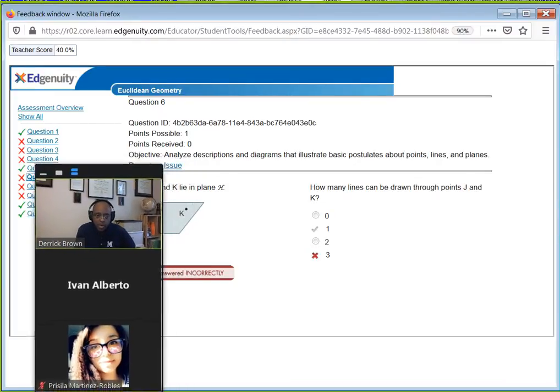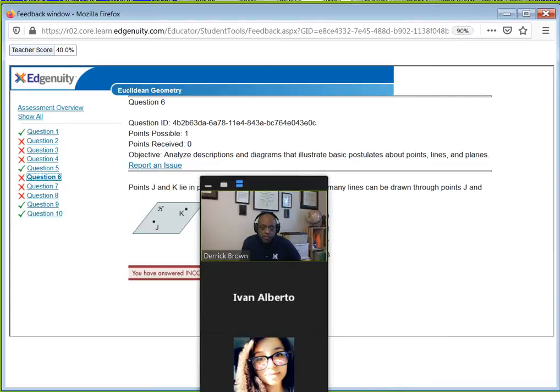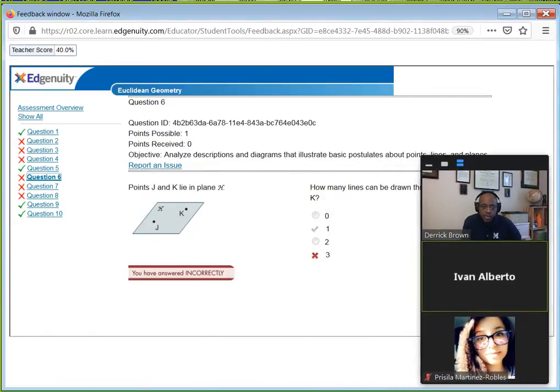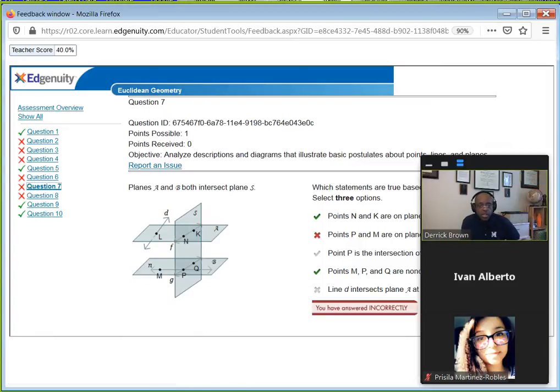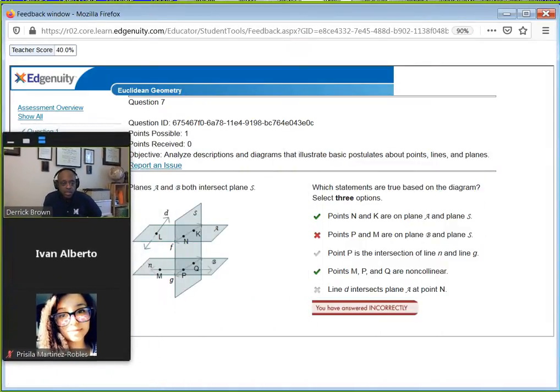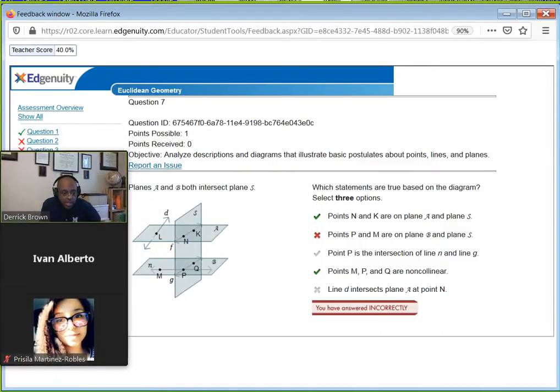Yeah. All right, so how you doing? Good. Okay, so let's check number 7. All right, another interesting question. You've got A and B are planes that both intersect a third plane. Got it. Which 3 statements are true?